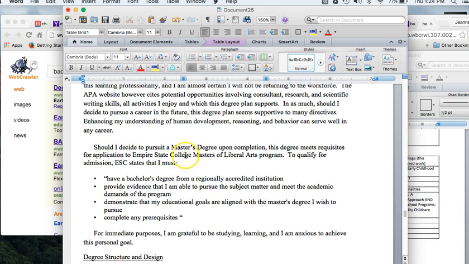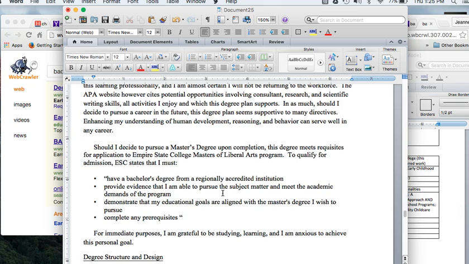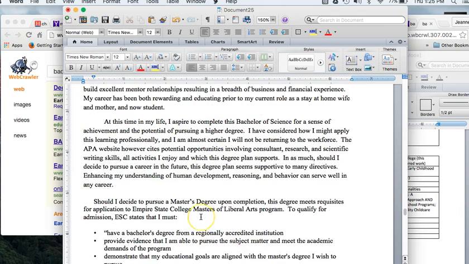Should I decide to pursue a master's degree? This meets the requirements to get into Empire State College. So she picked that one. But if she wanted to go on to UAlbany, then I would expect to see what UAlbany requires to get into their program. And again, that's more research on your end. But at the end of the day, you want to know that you have in your plan what you need to have it work for you.